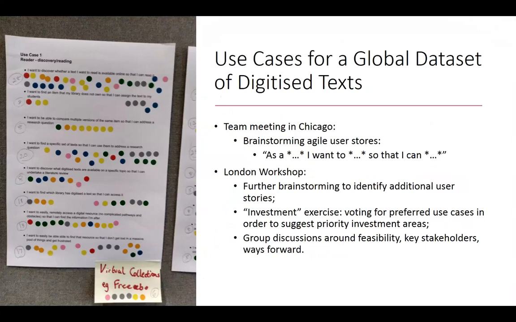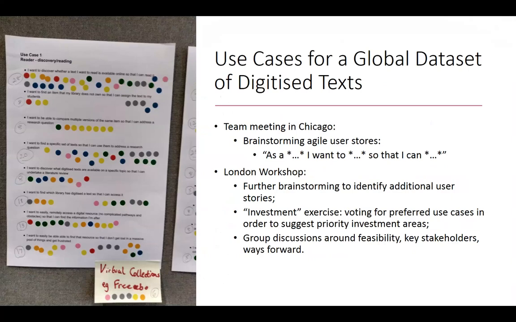And then we took it to the London workshop, which actually happened last week. We had George Bingham from OCLC there, and a great group of people, and we got them to do further brainstorming to identify additional user stories. You can see the additional user story on a post-it down the bottom there. That wasn't one of ours, that was one of the workshop ones.